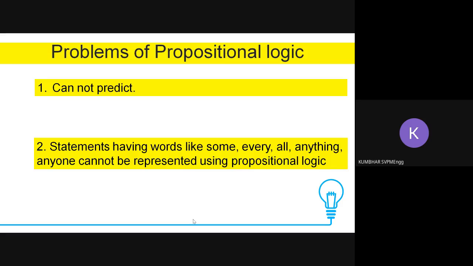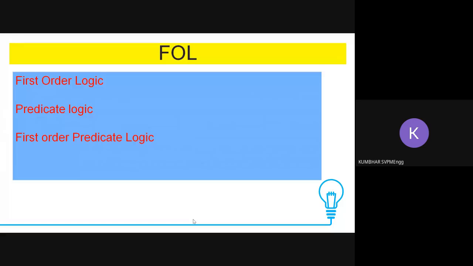First order logic. Now we will check how that will be helpful, and how these two problems, the prediction and the words like some, every, all, can be expressed using logic. That is what we are going to learn. So are you ready for it? Give me a quick reply so that we can start first order logic.